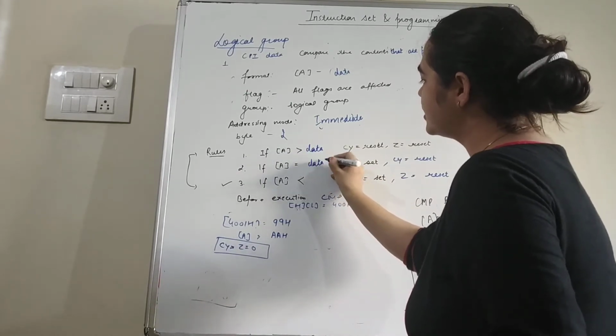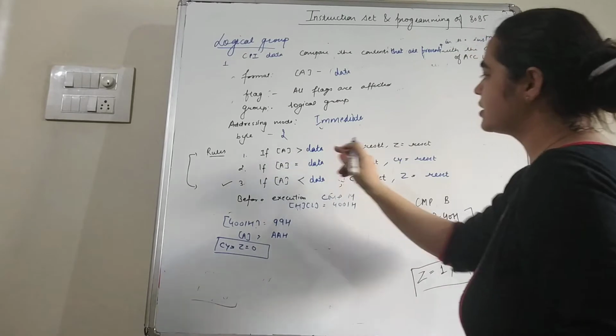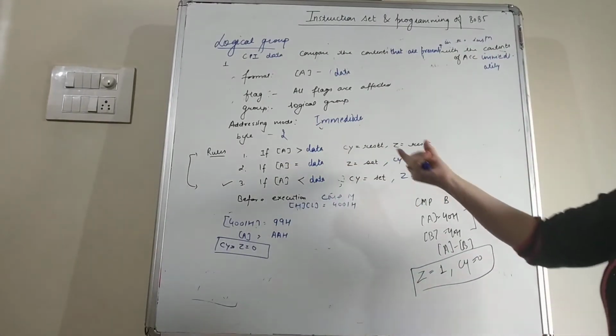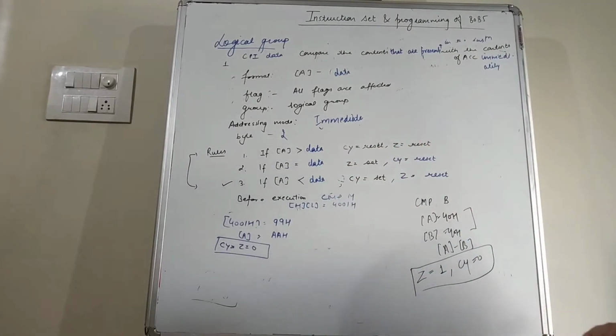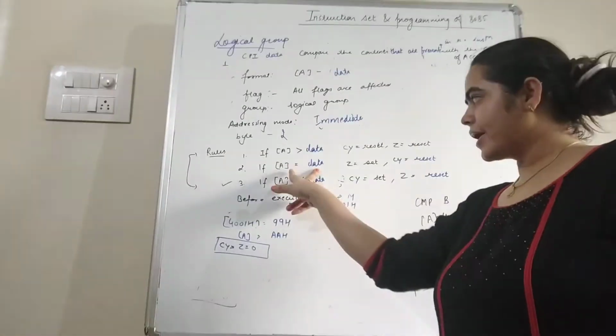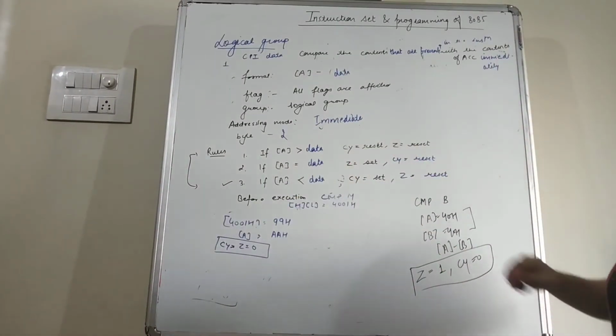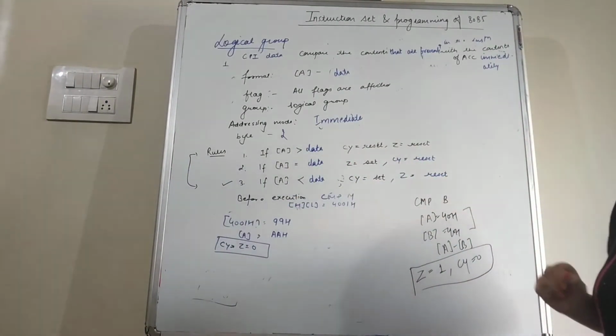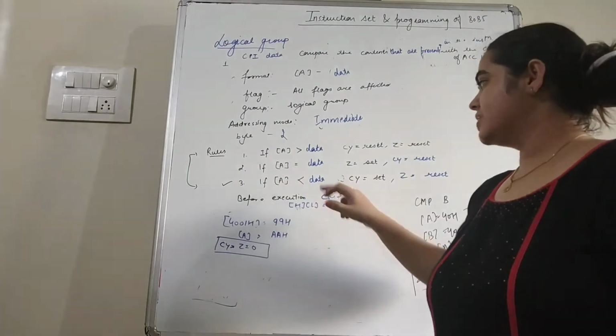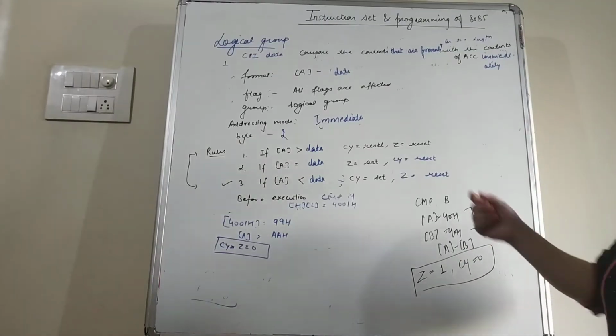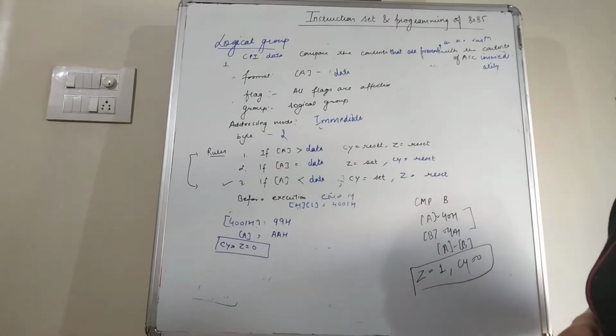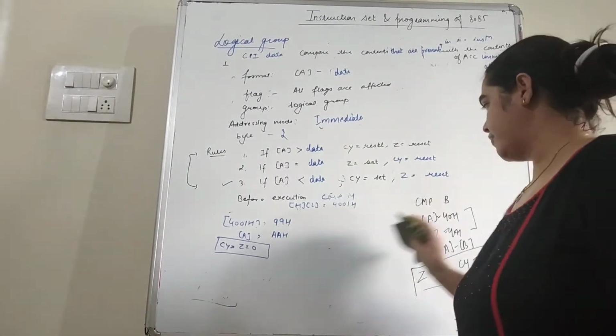So if the contents of the accumulator are greater than the contents of data, then we reset the carry as well as the zero flag. If both values are equal, then we set the zero flag and reset the carry flag. If A is less than data, then we set the carry flag and reset the zero flag. Now you can see this with the help of an example.